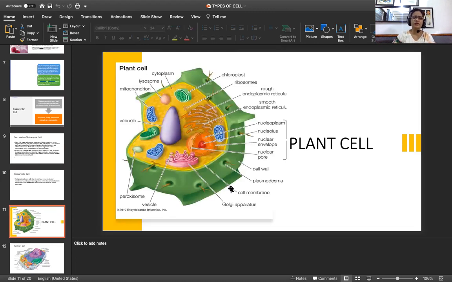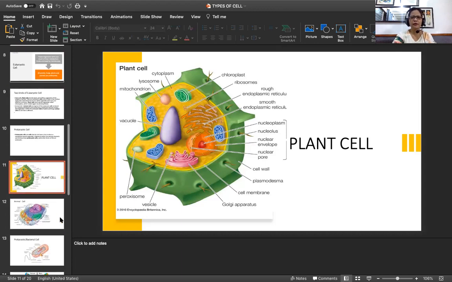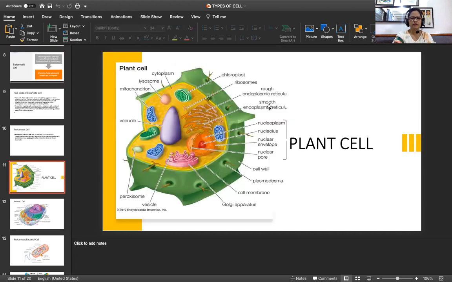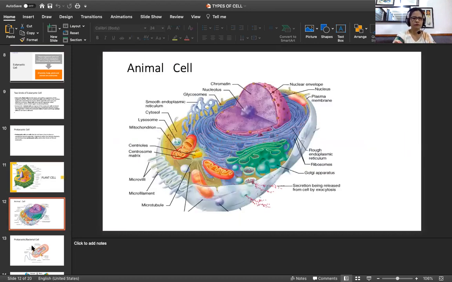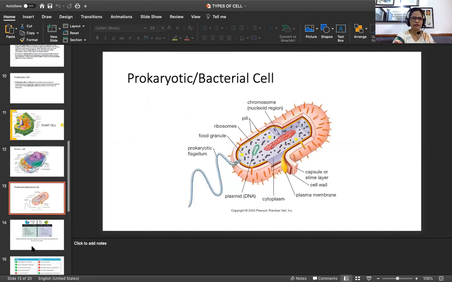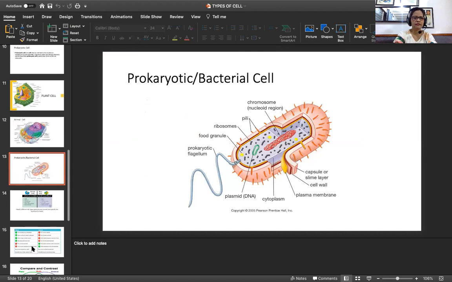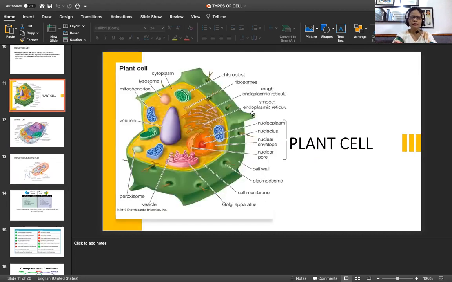This is bigger as compared to the animal cell. There are major parts which you can see here and also in the animal cell. We won't go through them one by one, but later I will discuss the basic parts that they have. So let's go here and look at them one by one. For example, the chloroplast, you cannot see that inside an animal cell. Chloroplast is only in the plant cell.